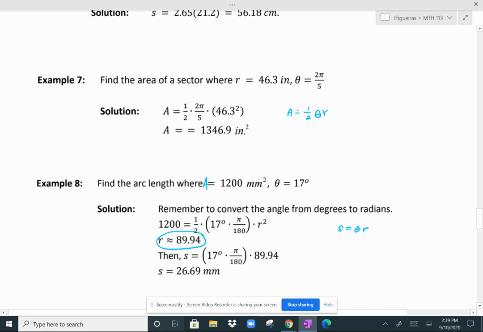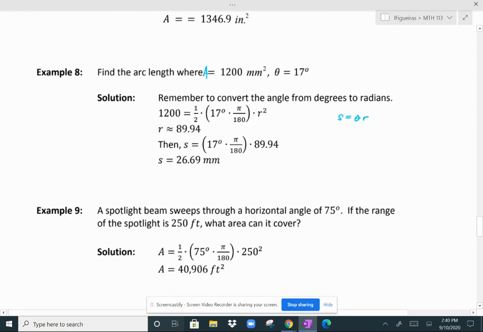And now that I know that, I can plug it into the arc length formula. Again, remember theta is in degrees, so you've got to convert it. So I have 17 degrees times pi over 180 times your radius, which is 89.94. And so you get an arc length of 26.69. And your units are millimeters because the area was in millimeters squared, then your arc length would just be in millimeters.